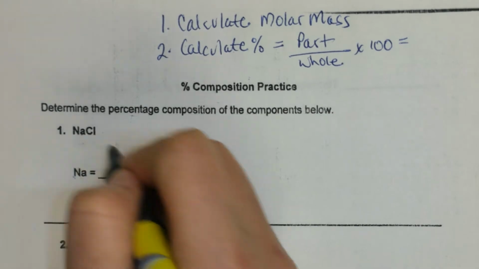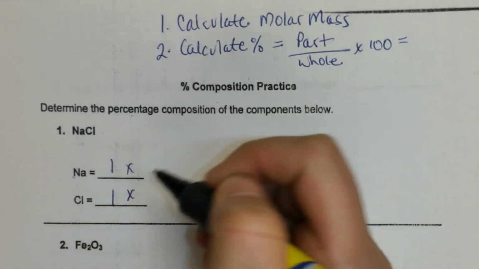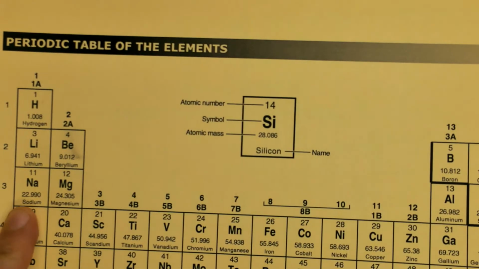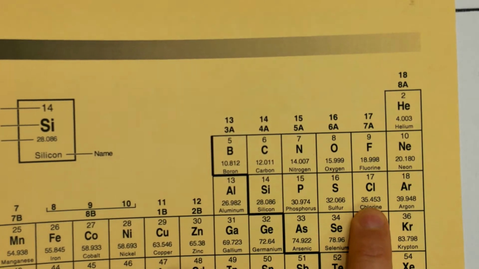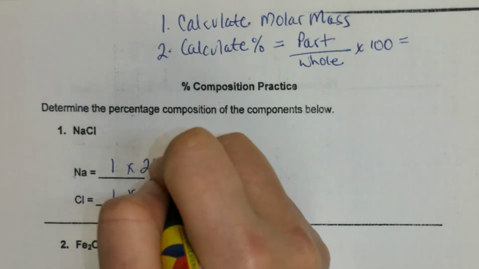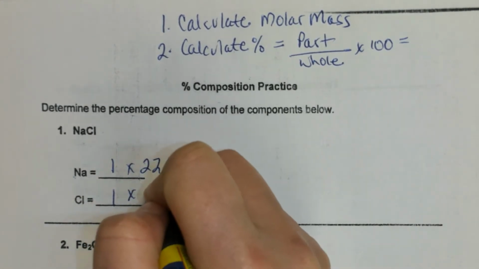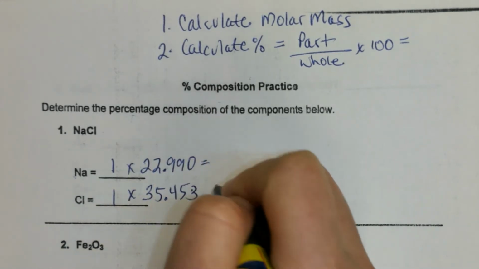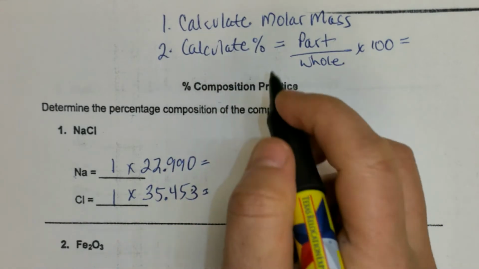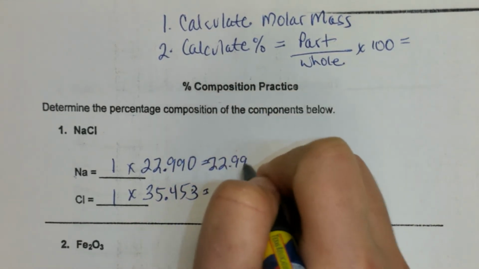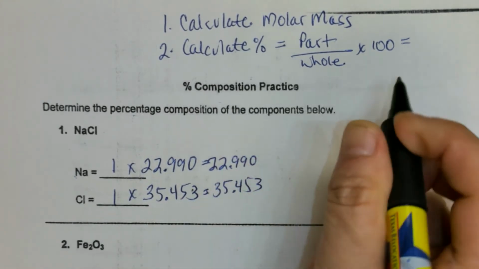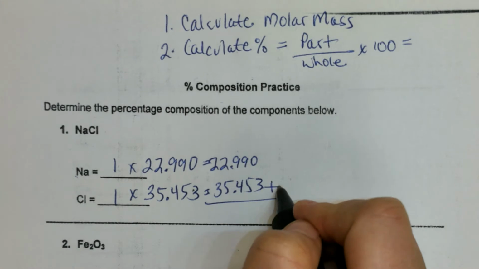So sodium has 1 and chlorine has 1, and you multiply it based on the atomic mass unit of the periodic table. So sodium is 22.990 and then chlorine is 35.453. Okay, so we multiply, and that's easy because it's multiplying by 1. So it would be 22.990, 35.453. And then after that, it's very important that you add them together.